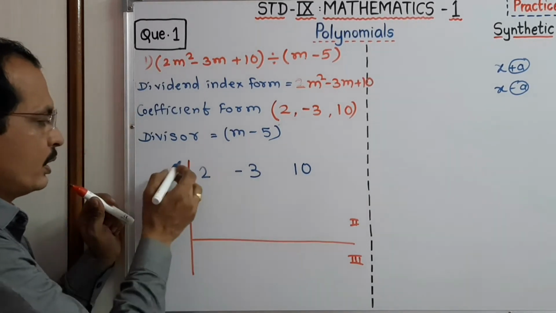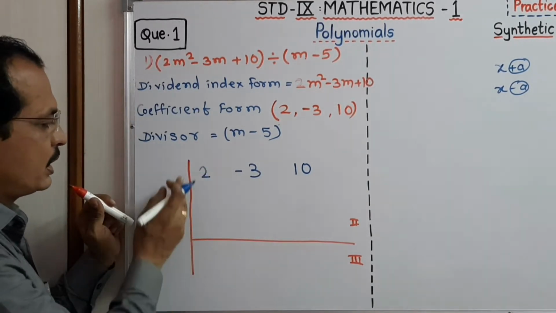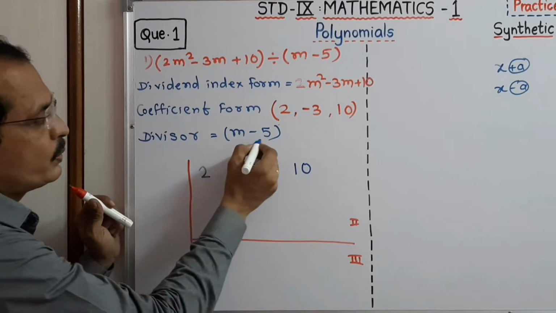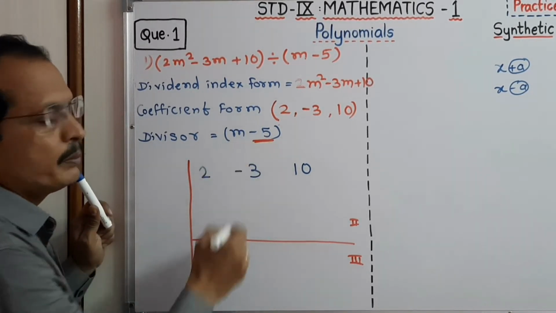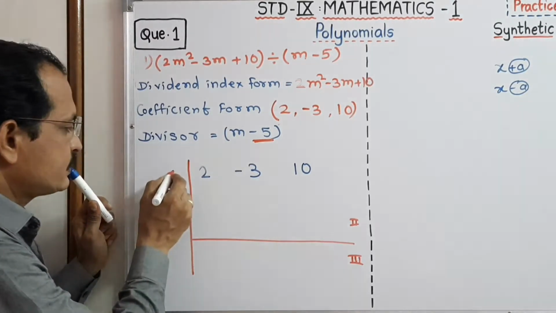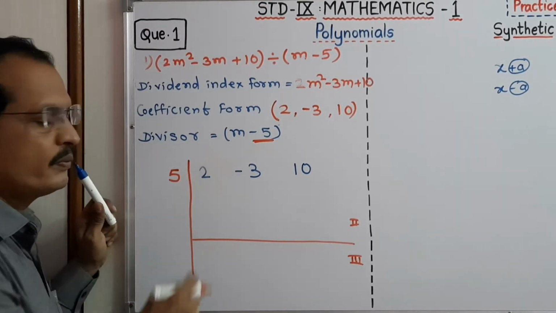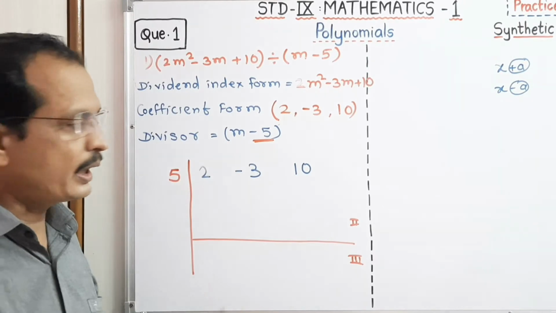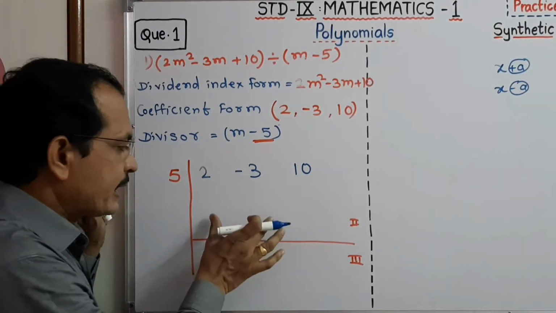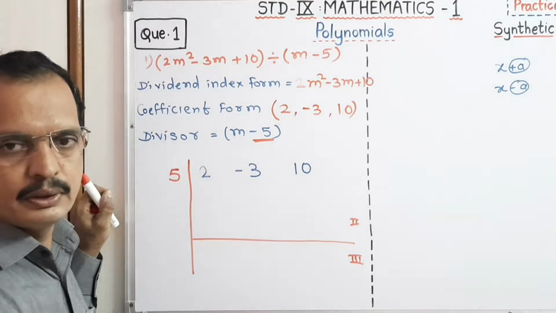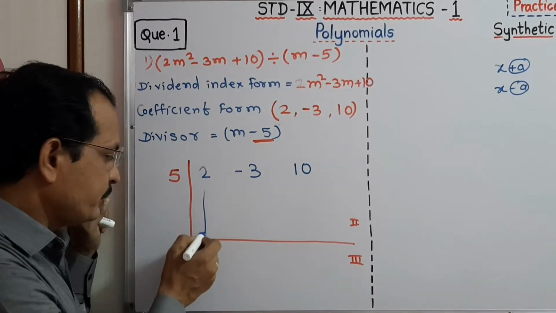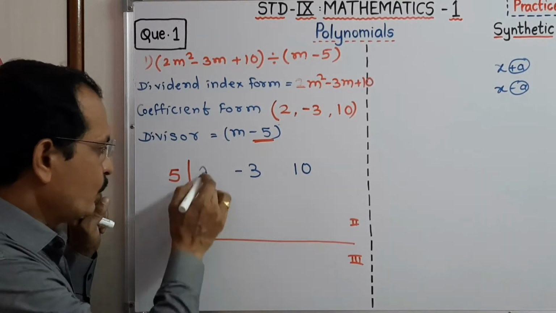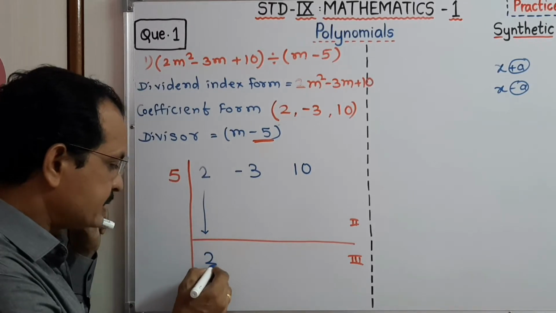Now, on this vertical line, on this side we have to write: here minus 5 is there, and opposite to that minus 5, we have to take plus 5. Therefore, we have to write here 5. After writing this, in the second row, what do we have to write? Below these, we do not have to write anything. In the third row, we have to write 2 as it is.